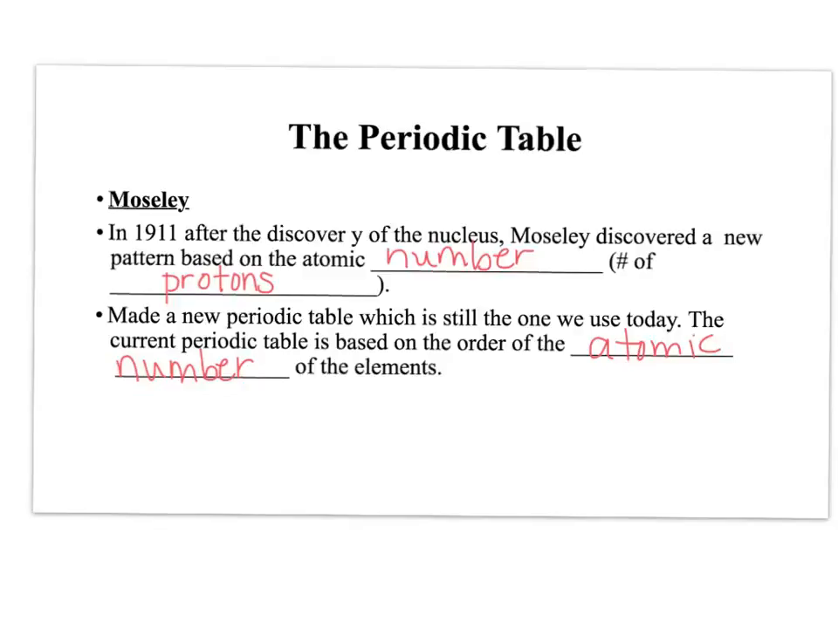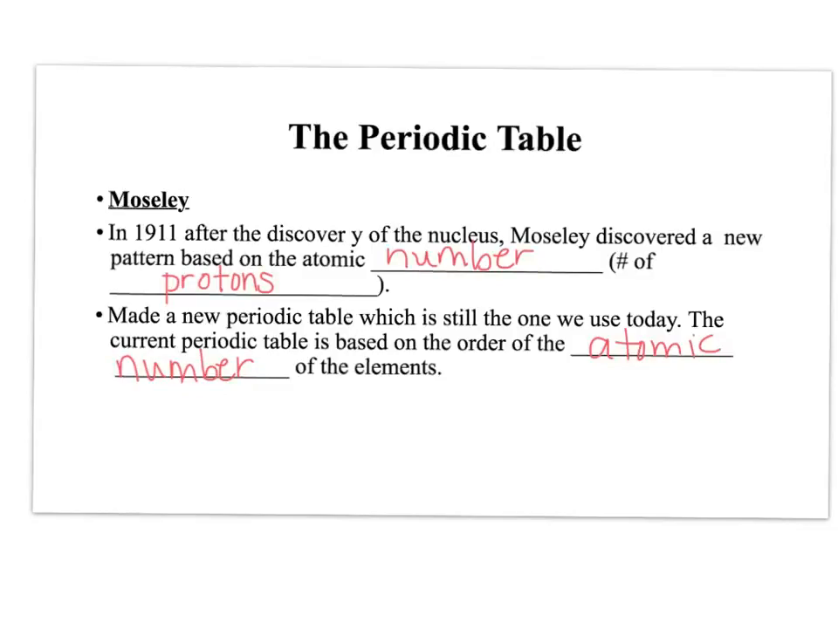So in 1911, after the discovery of the nucleus, Moseley, his name was Henry Moseley actually, discovered a new pattern based on the atomic number, which if you recall is the number of protons in the atom. And he noticed that when they were arranged by atomic number instead of atomic masses, the gaps or the things that didn't work in the original periodic table actually worked better by going by the atomic number. So the new periodic table, which is the one that we still use today, is arranged by atomic number instead of atomic masses. And that is a good test question.